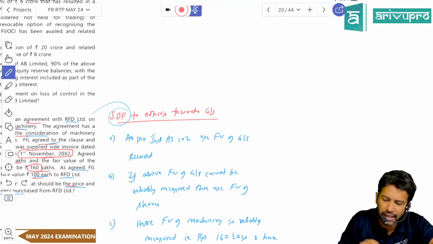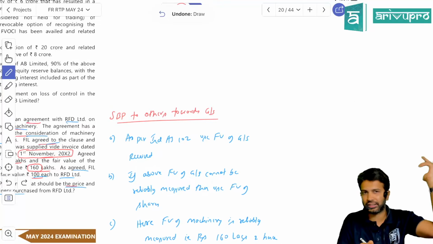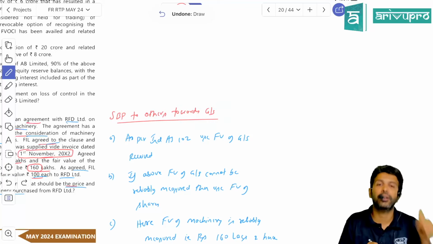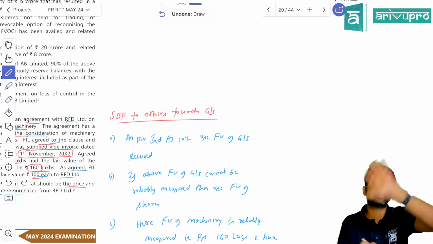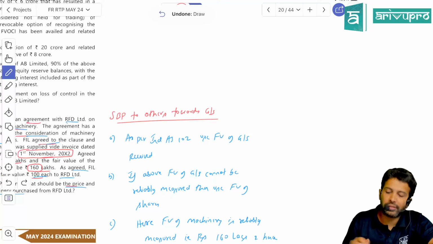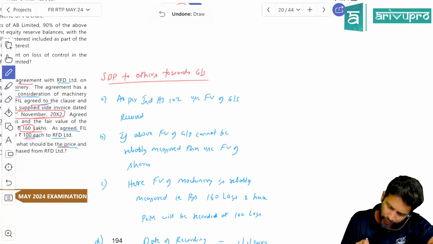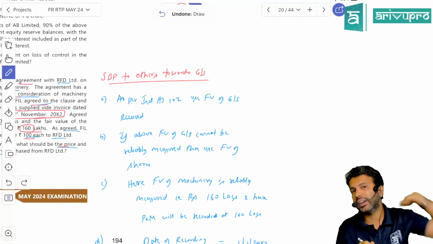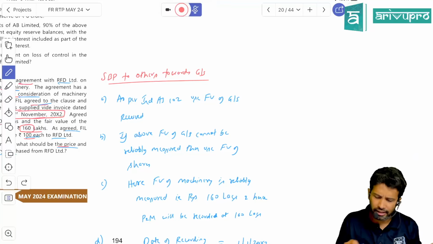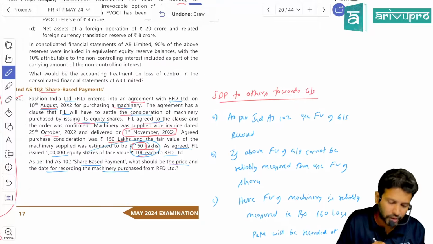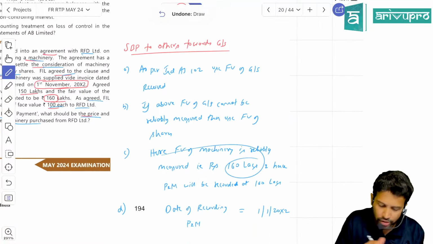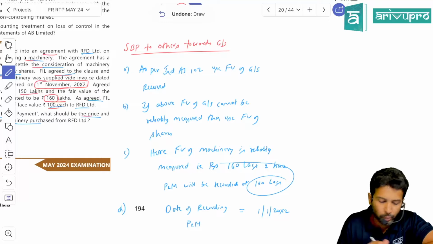If the share-based plan is given to others, such as some creditors or other vendors towards goods or service, what will we take, sir? As per Ind AS 102, you should always use the fair value of the goods or service received. If the fair value of goods or service cannot be reliably measured, then only you take the fair value of the equity shares issued. In this problem, it's clearly given. Here, the fair value of the machinery can be reliably measured. They told in the question that the fair value of the machinery is 160 lakh. So hence, the machinery will be recorded at 160 lakh itself.